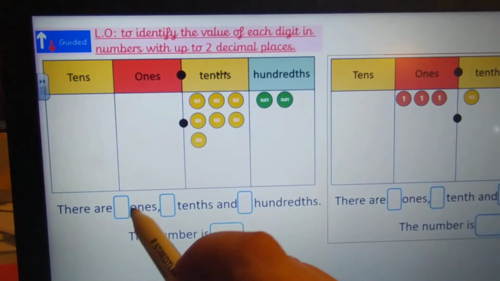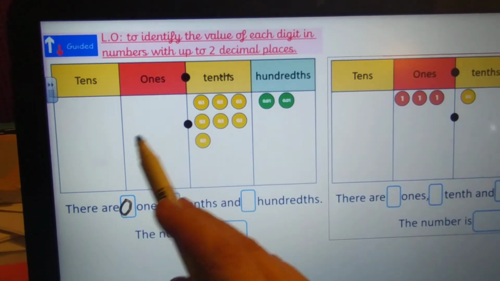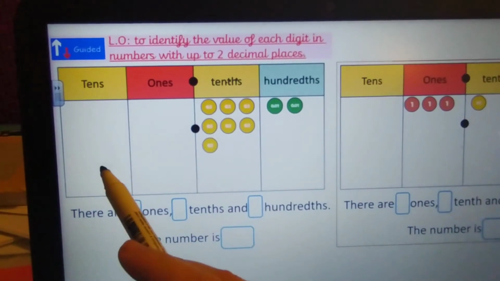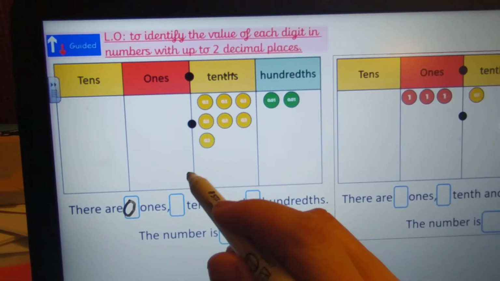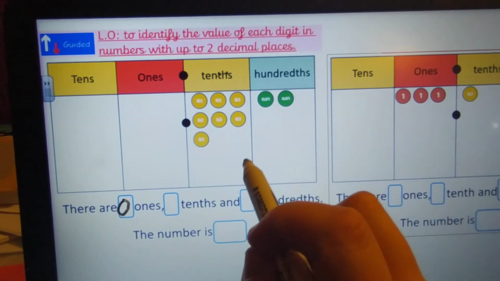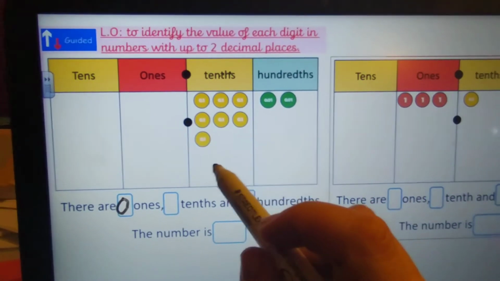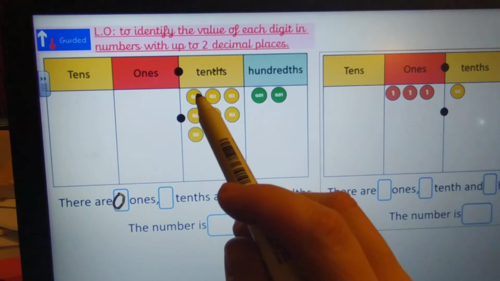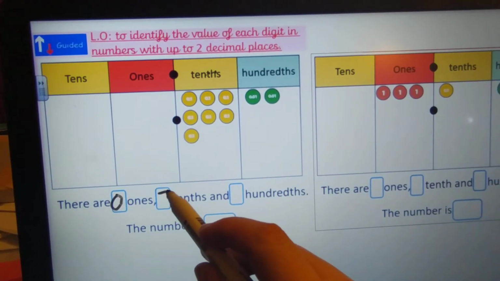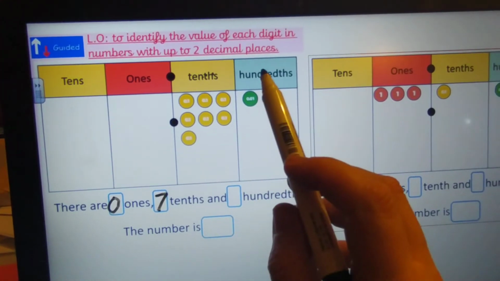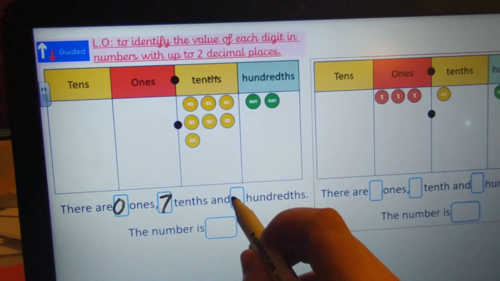So there are 0 ones. There is nothing in the ones column. There's nothing in the tens column either. Then we've got our decimal point to split the whole number from the fraction of the number. Decimals are just fractions. It's a fraction of a number. So we're looking now in our tenths section, and I can see there we've got 7 tenths. So we've got 0 ones, 7 tenths, and then in our hundredths column, we've got 2 hundredths.